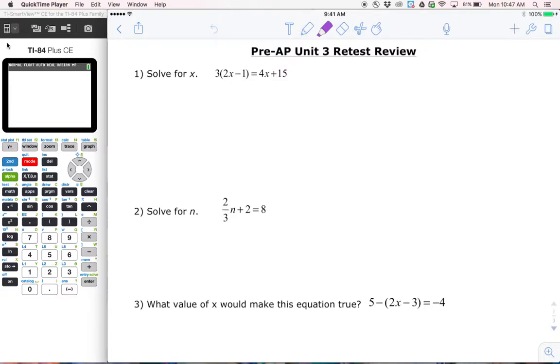PreAP Unit 3 Retest Review. This unit was on solving equations and how to apply those skills in word problems. We're going to start with problem number 1 where we are told just to solve for x.